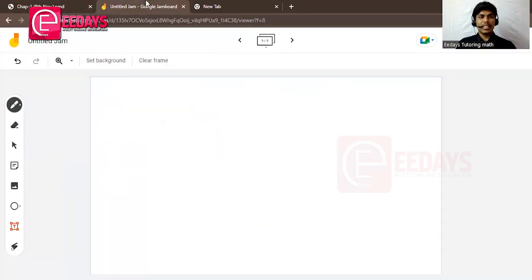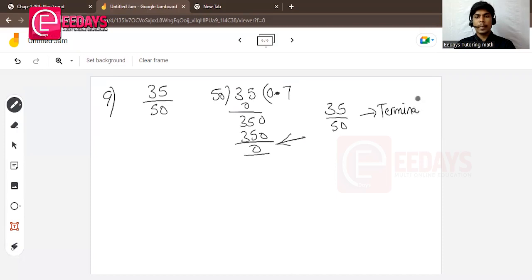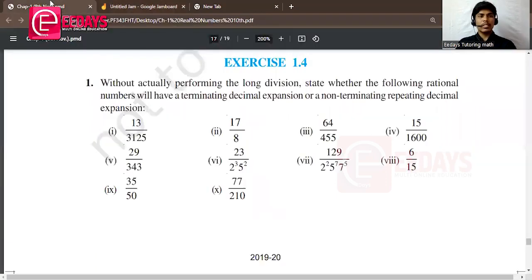Next, 35 by 50, the ninth one. Let's try with 35 by 50. 50 is greater, so we just put 0 here, and put a point here. 350 you'll get. 50 into 7 gives 350. Okay, this is also simple. Finally, we got remainder 0. That's why 35 by 50 is a terminating decimal. All right. Let's try with the last one, I think.